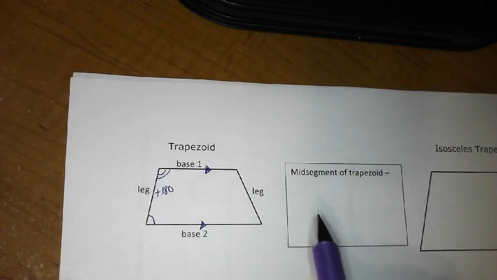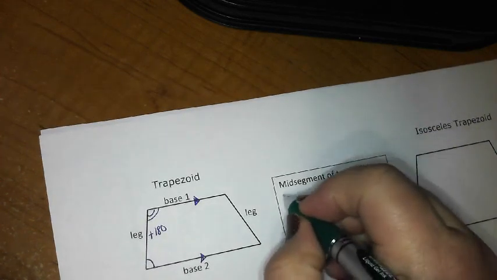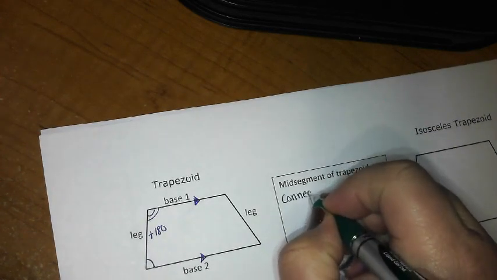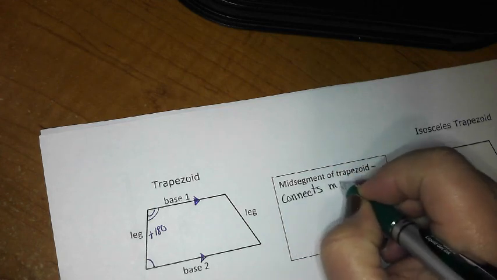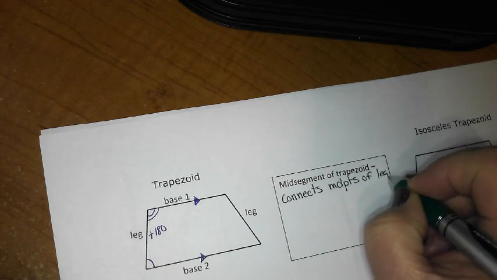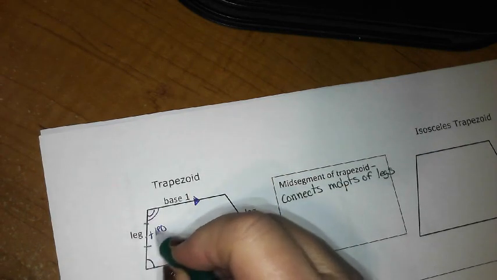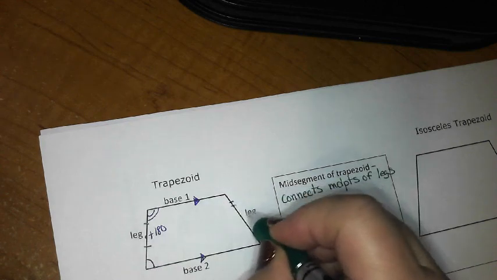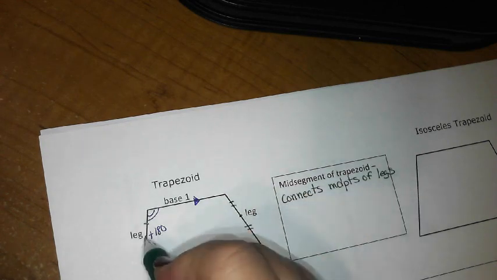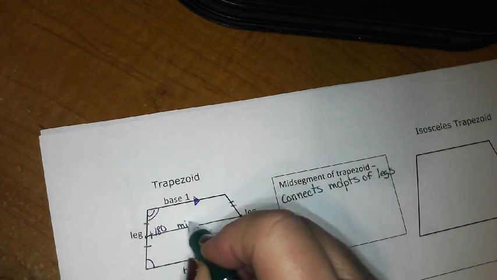The mid segment of a trapezoid is the segment that connects the midpoints of the legs. So what that looks like here is that this is labeled a midpoint, and that is labeled a midpoint, and this is your mid segment.